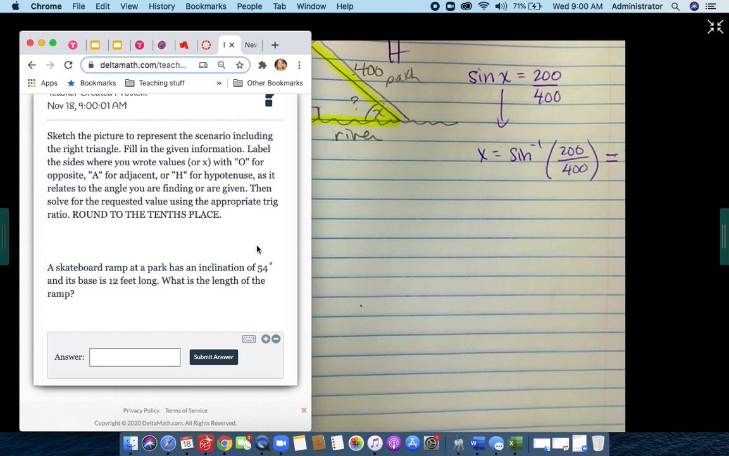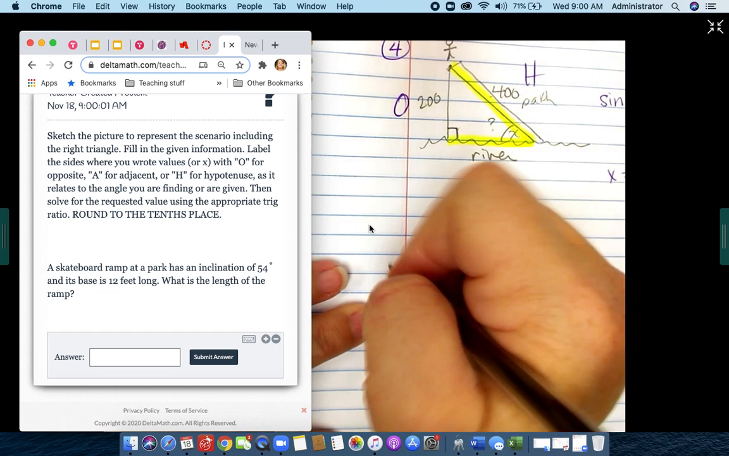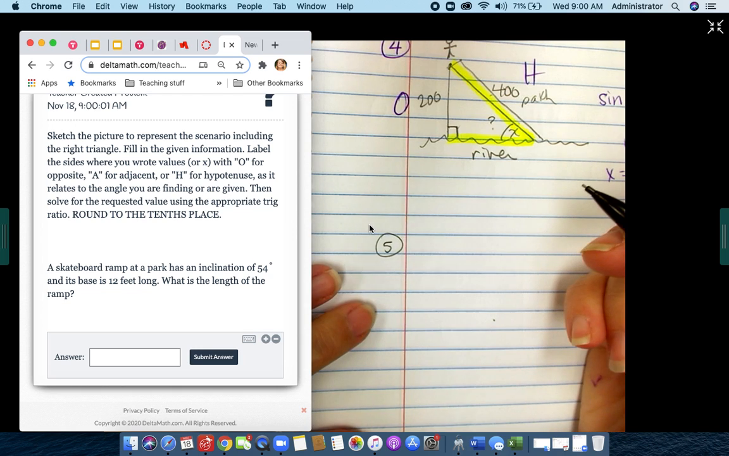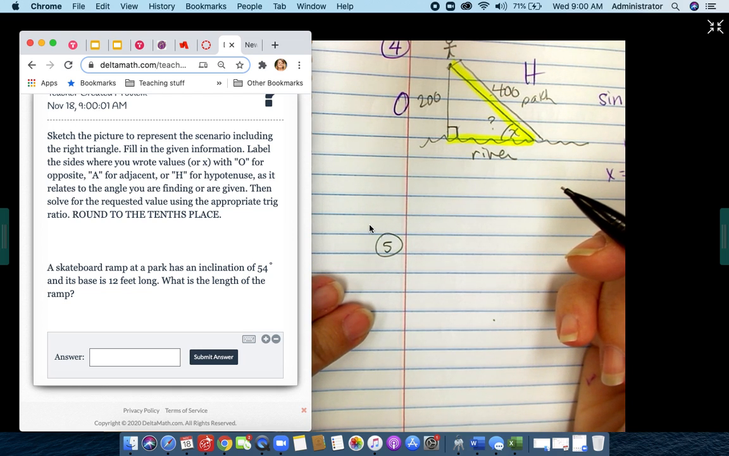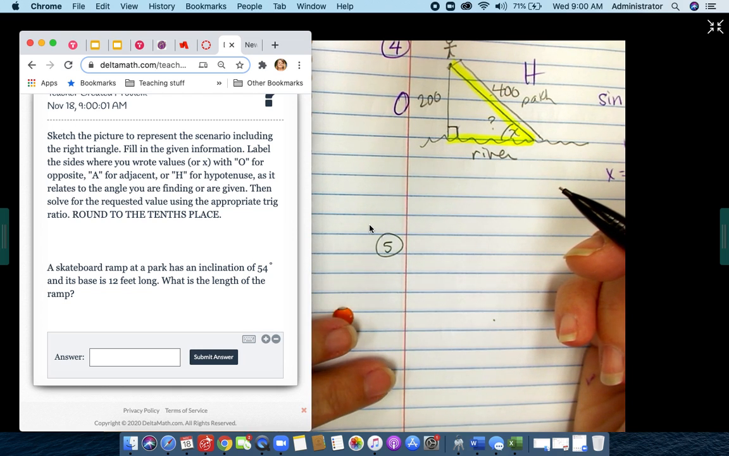So it says, for number 5, a skateboard ramp at a park has an inclination of 54 degrees, and its base, remember base is the bottom, is 12 feet long. What is the length of the ramp?